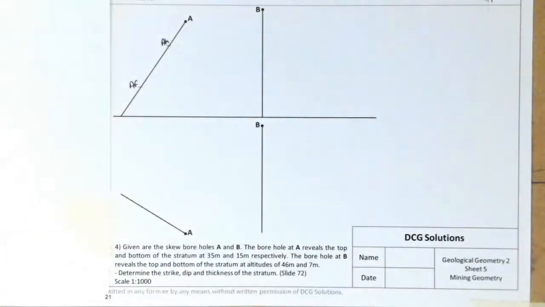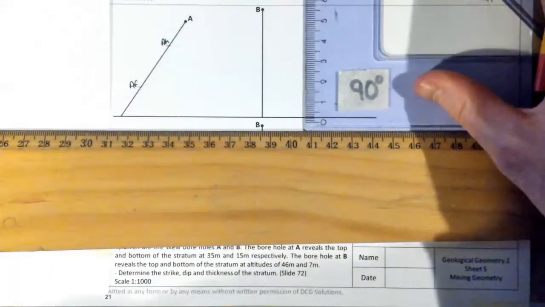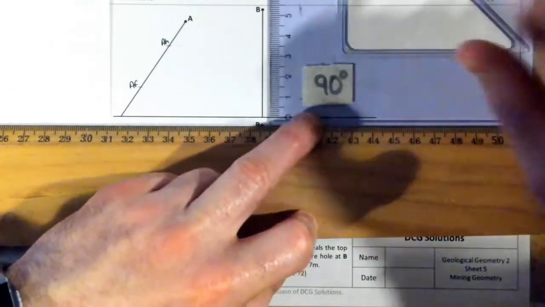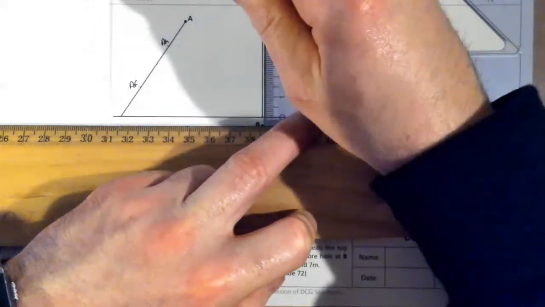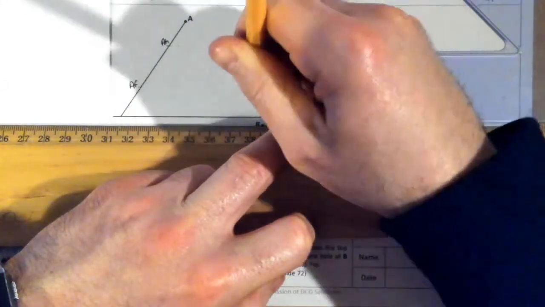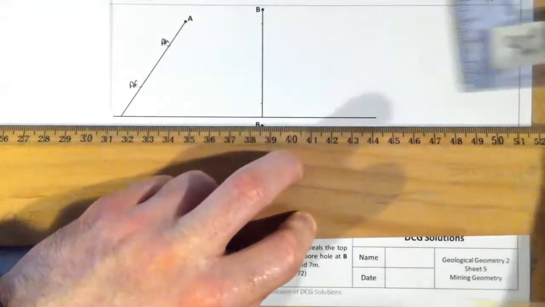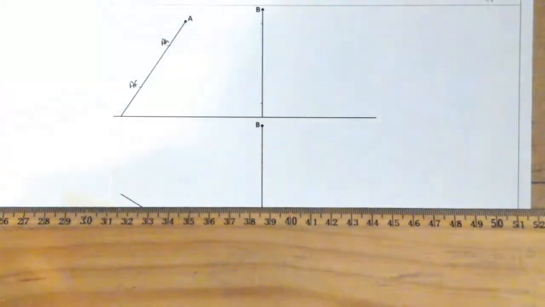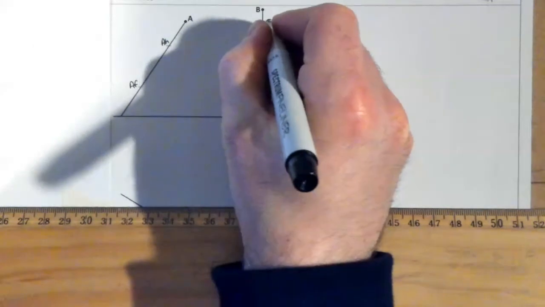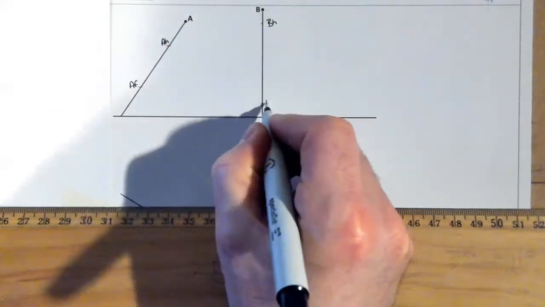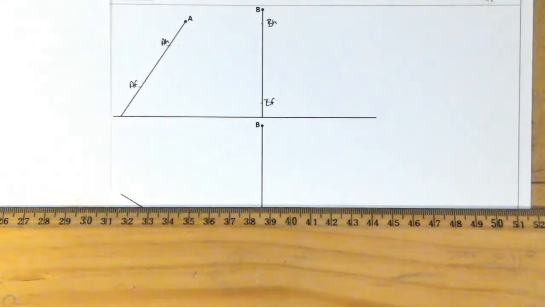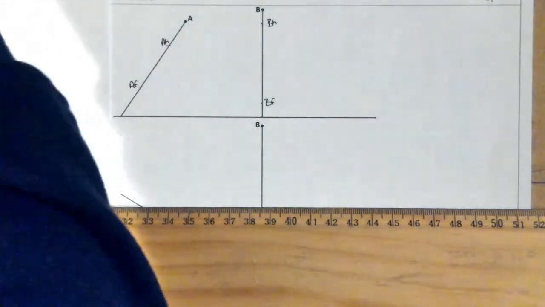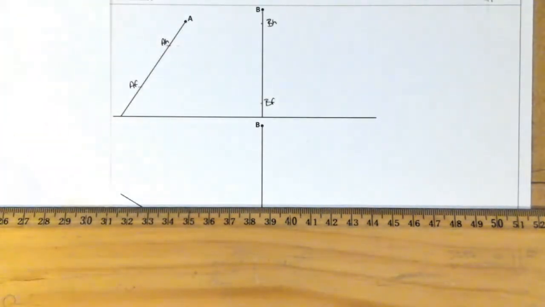Now, next part of the question. It says, the borehole at B reveals the top and bottom surfaces of the stratum at altitudes of 46 and 7 respectively. So, same thing. On B, measure up 46 and 7. Very simple. 2 points. There's my BH, point on the headwall, BF, point on the footwall, and we know at this stage what we have to do is create our headwall and our footwall.